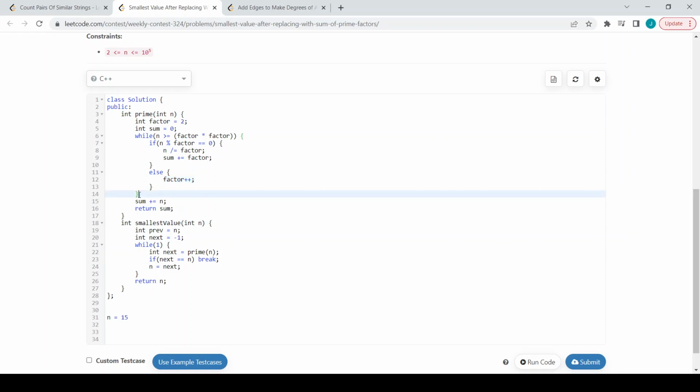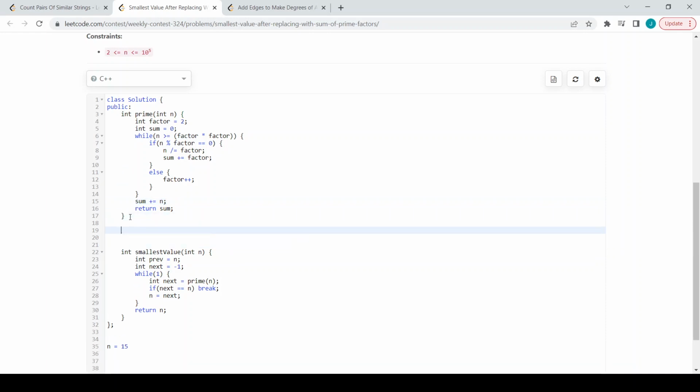And after coming out of this while loop, I will have another factor, which is nothing but n itself, because n will be reduced to the final factor, which we want to add to our sum as well. If you trace it, you will find it easier, so I will give a dry run for 15 so that it will be easy.